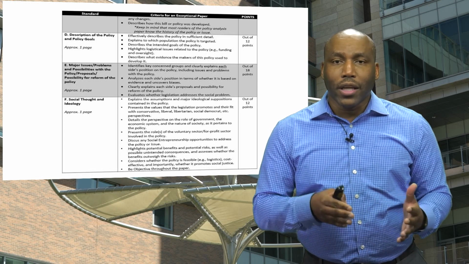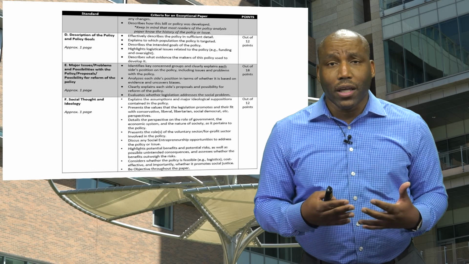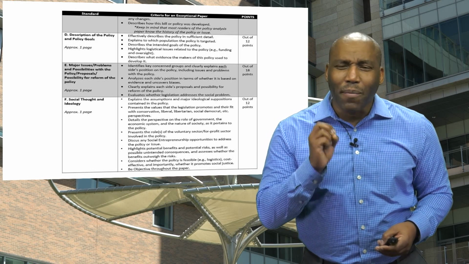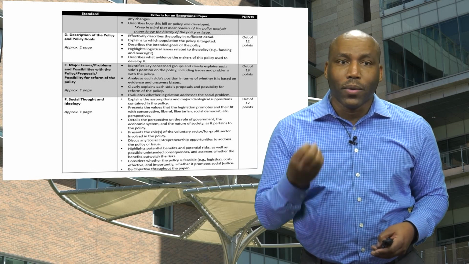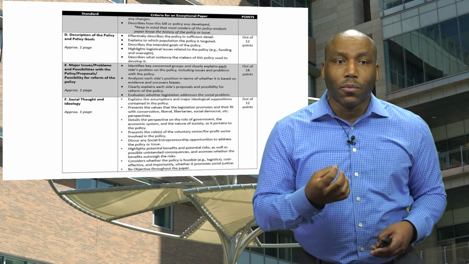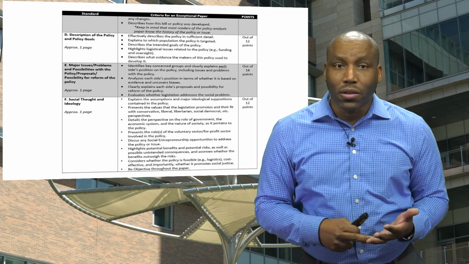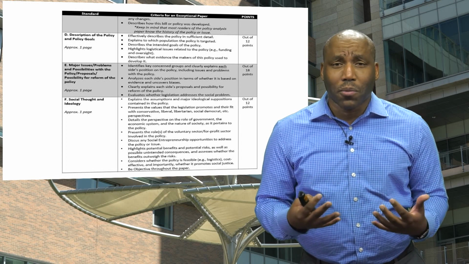The next section, you'll go into the description of the policy. This is a very important part of it. Again, this is about a page long, and you really will be effectively describing what truly is the problem or the issue that's happening. What is going on? What was the intended reason for the policy? Why was it created? Some of the highlights, what are the logistical issues related to the policy? What are the intended goals? Why was it originally created?